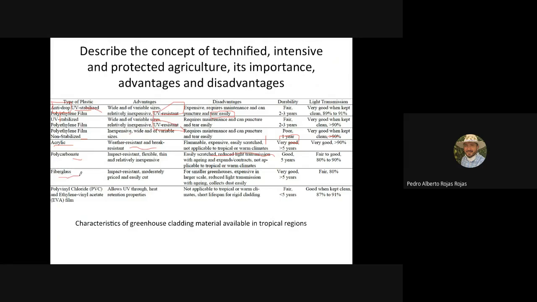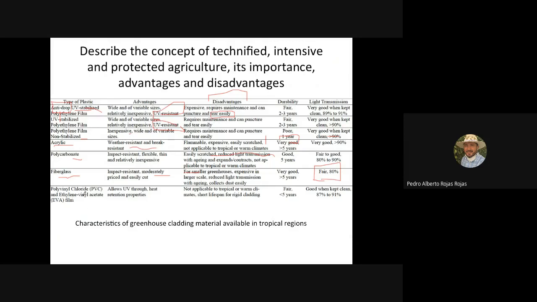And in the case of fiberglass, it is impact resistant, moderately pricey, and easy to cut and install, but it is useful, as a disadvantage, only for small areas. It's expensive on a larger scale and has reduced light transmission. It has very good durability and more or less good light transmission.